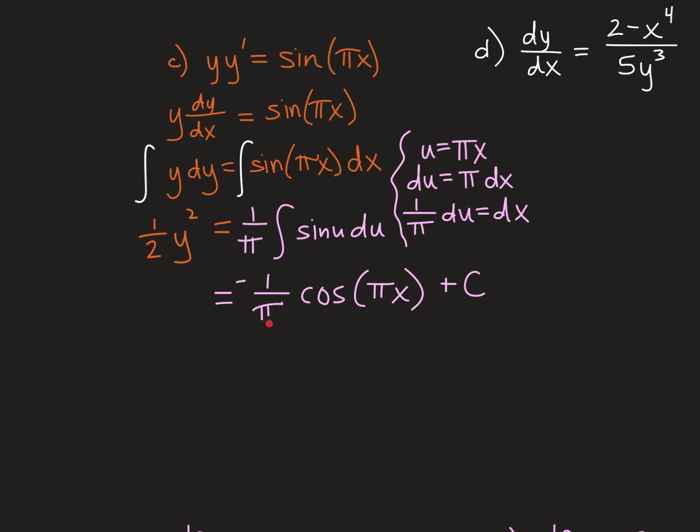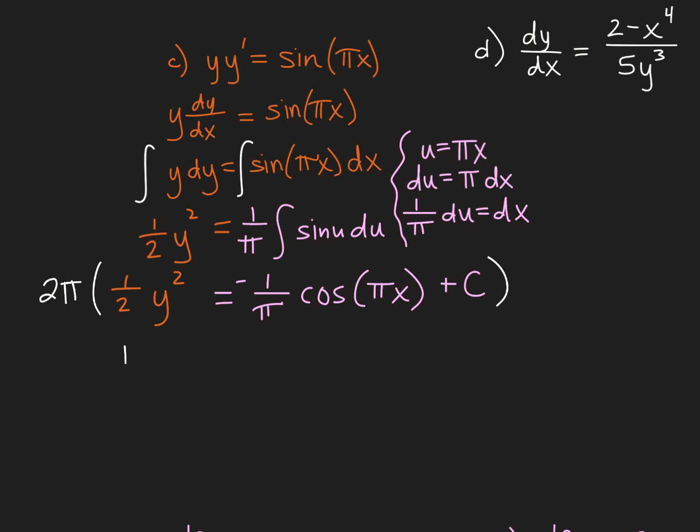And so this 1 over pi takes care of that, which we didn't have. Then on the left-hand side, we still had the 1/2 y squared. So in order to make these coefficients look a bit nicer, what I'm going to do is multiply through by 2 pi, since that'll get rid of those fractions. If you multiply everything through by 2 pi, it'll make it look nicer.